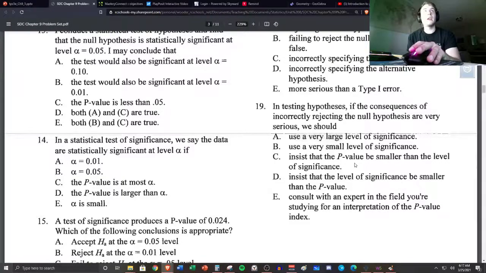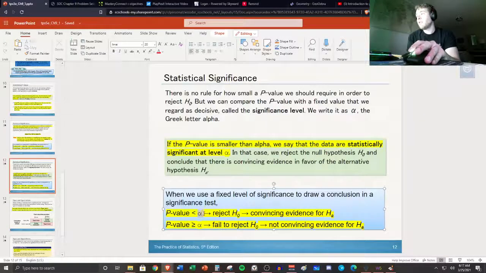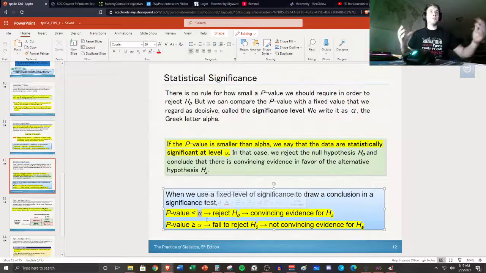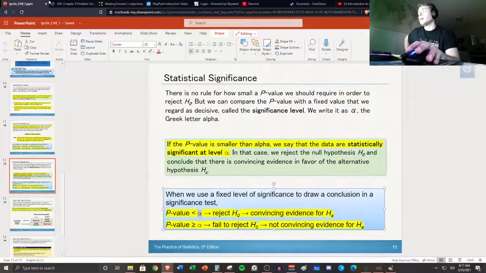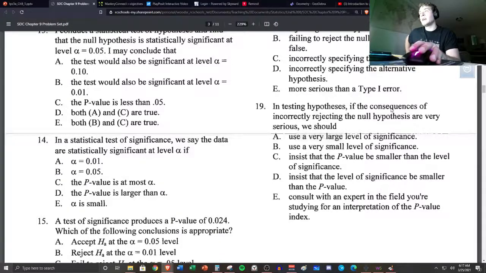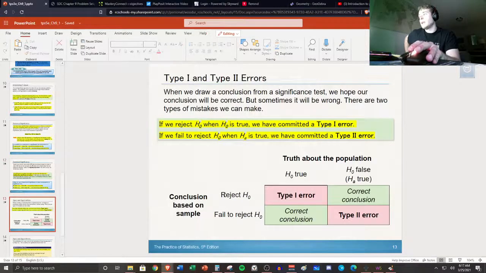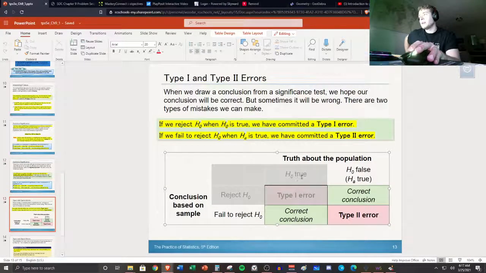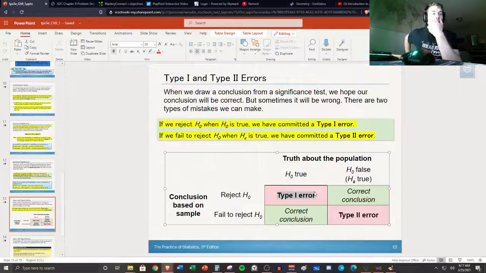So how do we make sure that it's not significant? Well, we need to use a very low level of significance. So right here, we just want to make alpha very small. That's going to help prevent us from causing this type of error. The type of error that we're discussing here is incorrectly rejecting the null hypothesis. If we incorrectly reject it, that would be this section here, type one error. That's incorrectly rejecting the null hypothesis.